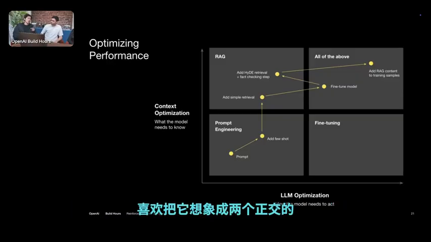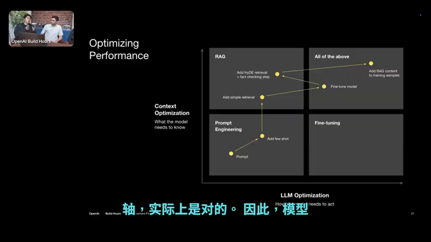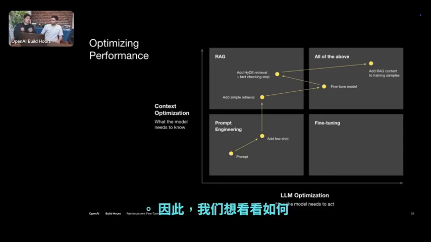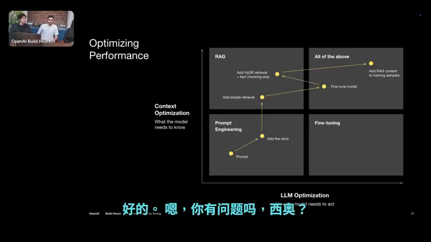I like to think about it as two orthogonal axes, actually. So what the model knows, or factual knowledge, as I call it, and then how the model thinks, or experiential knowledge. And so in our task, we want to improve both. So we want to see how we improve what the model knows in terms of RAG and using those techniques. But also, if you can see value in how the model thinks, you also want to consider RFT as well.